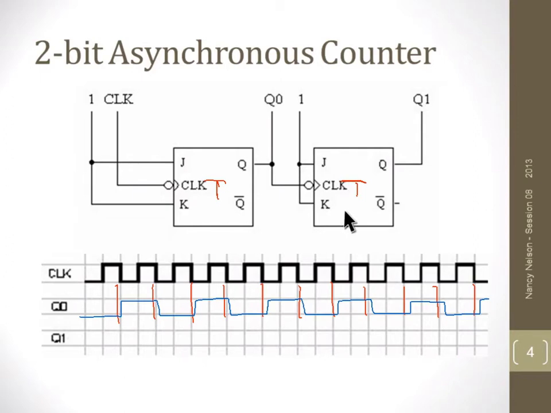Now if we look at what happens to our second flip-flop and what Q1 is going to look like, we have to take into account the changes in Q0. So now we're looking for the falling edges in Q0. So let's mark those in. So there's a falling edge, there's a falling edge, a falling edge, falling edge, falling edge. So you can see those edges are only every second time based on the first one. What's our waveform going to look like? Well, this one is also going to toggle on those falling edges.